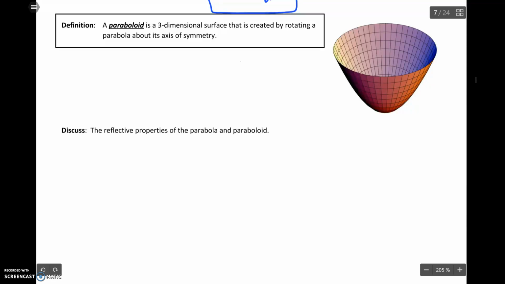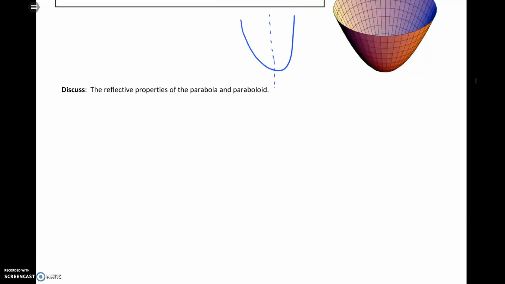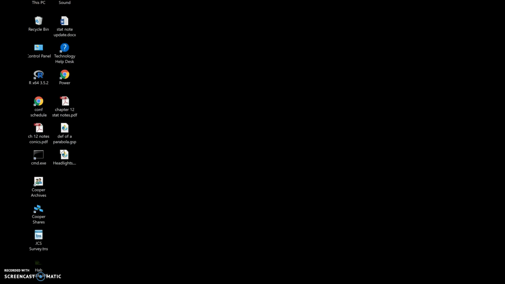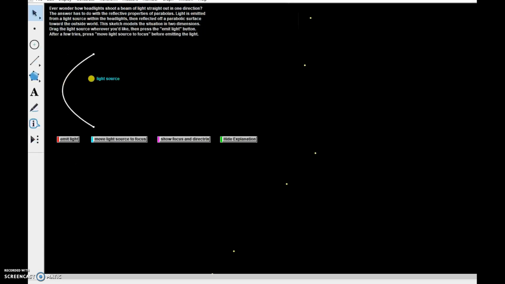So if you have a parabola and you rotate it around the axis of symmetry in 3 space, it'll create what's called a paraboloid. A paraboloid is basically a 3-dimensional surface, a 3-dimensional parabola if you want to think of it like that, okay? So the reflective property of a parabola is, well, let me illustrate it with the Sketchpad file.